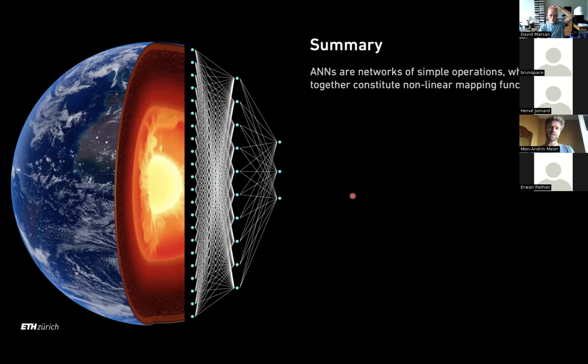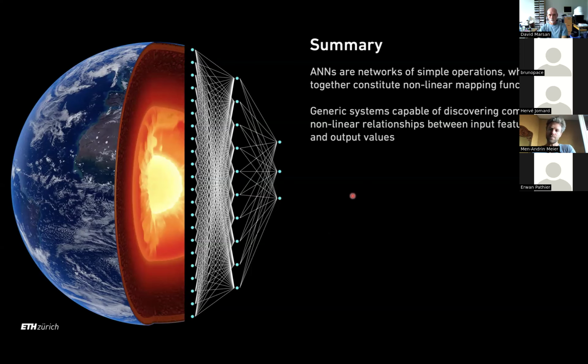So to summarize the methods part, the artificial neural networks are networks of simple operations which together constitute nonlinear mapping functions. These mapping functions are generic systems that can discover complex nonlinear relationships between input features like a seismogram and output values, like the probability that the input waveform is a P-wave.